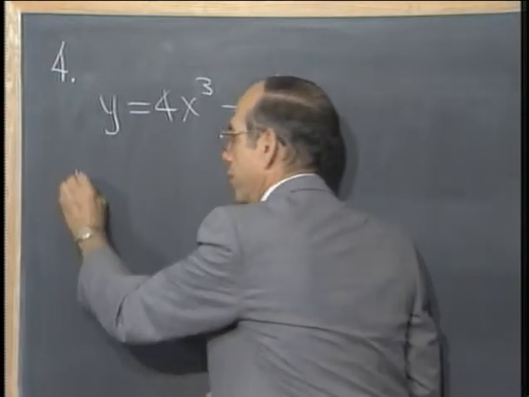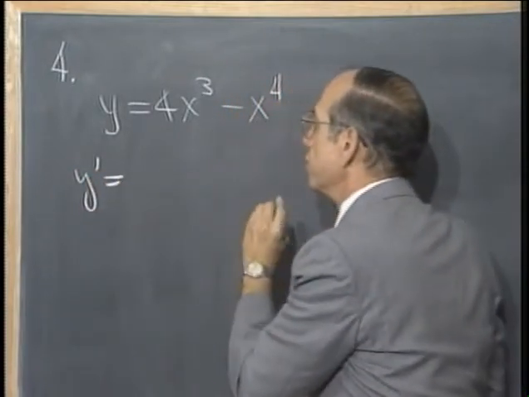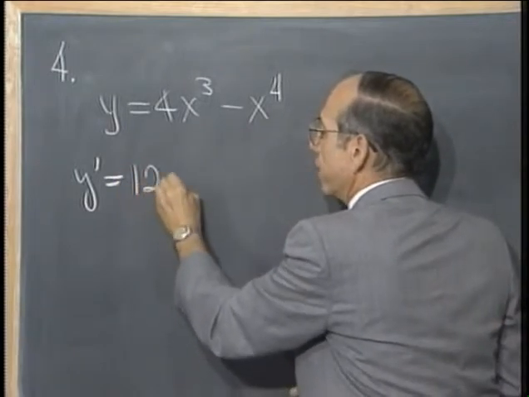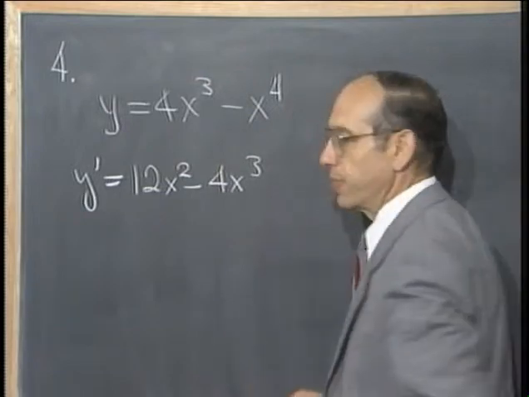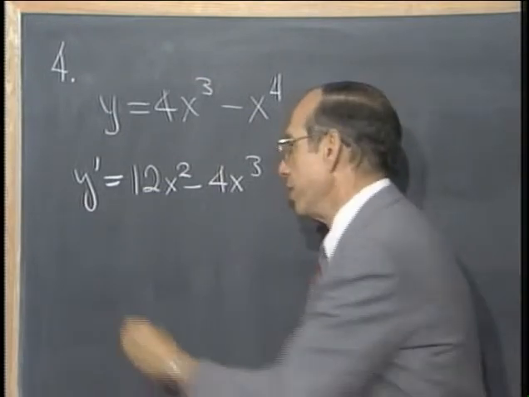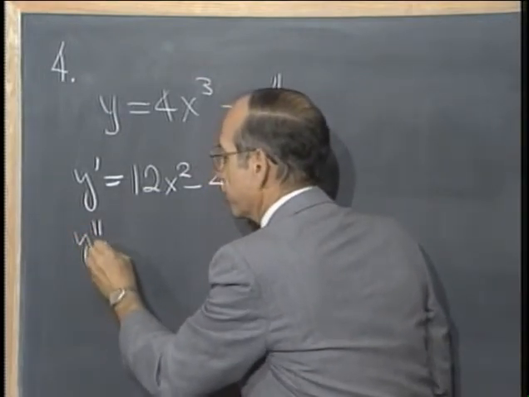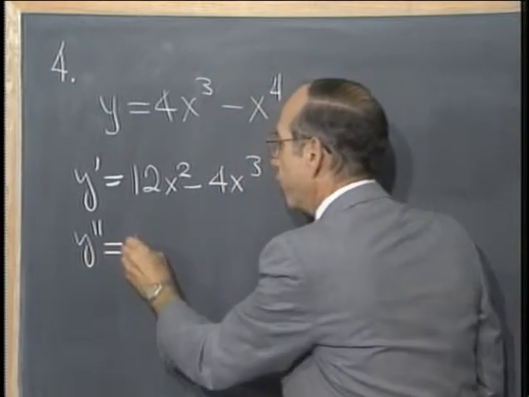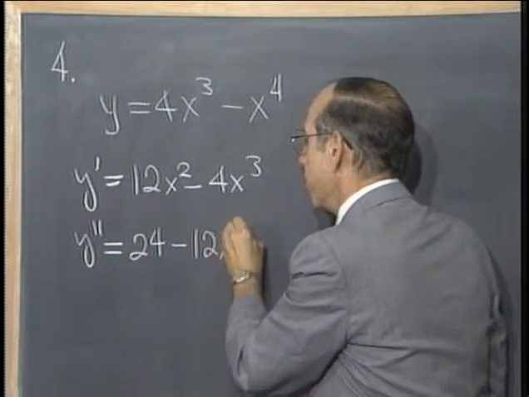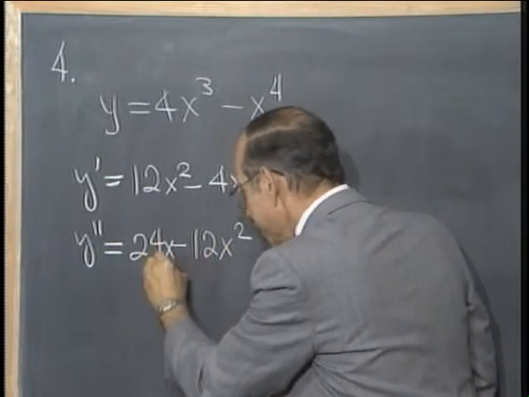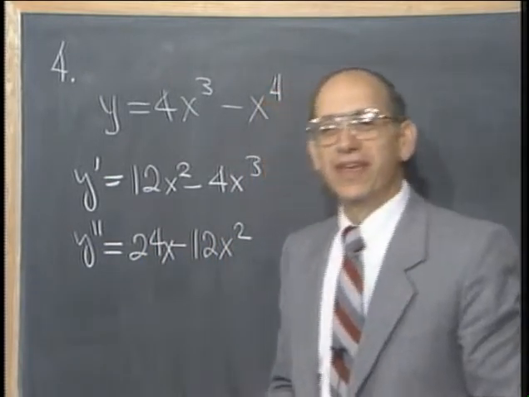So y prime is equal to 12x squared minus 4x cubed. And y double prime, the derivative of the first derivative, is 24x minus 12x squared.